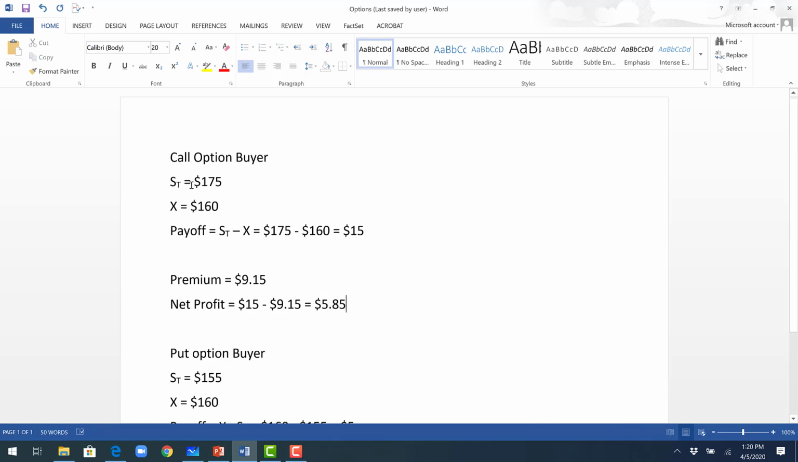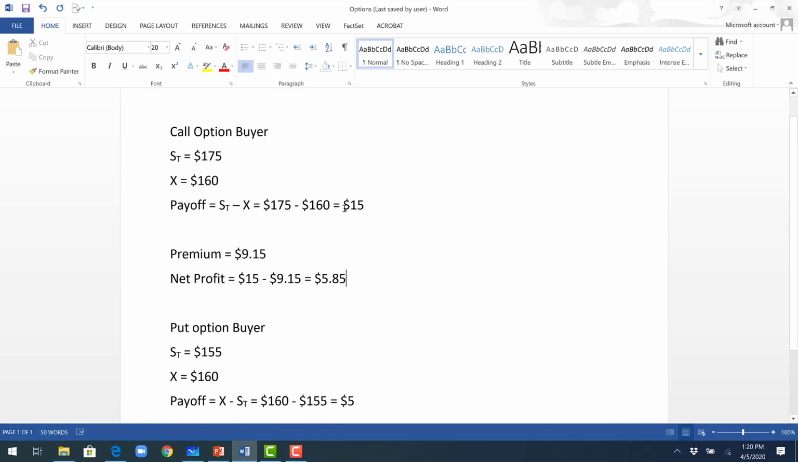Now, if the stock price is say 155 here, the buyer has the right to buy at 160. So the buyer would not exercise the option. What would be the buyer's payoff in that case? Well, ST is less than X, so the buyer's payoff would be 0, and the buyer loses the entire premium, right? $9.15. So that is our case 2 that we discussed previously for the call option buyer. So the buyer's loss of $9.15 would be the writer's gain of $9.15. That is the best case scenario for the writer.